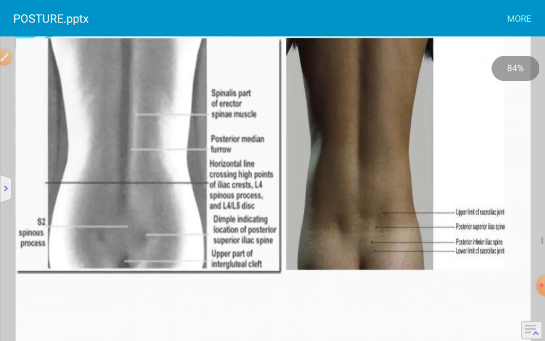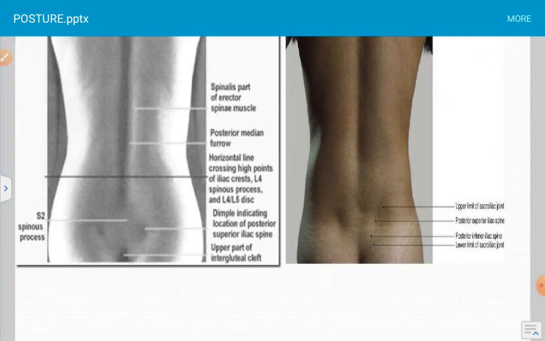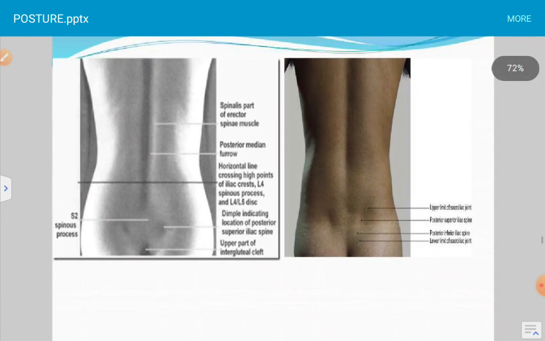Okay, here we get the anatomical markings. The location of the posterior superior iliac spine, that is a dimple or a dip created. Then the position of the S2 process. Then the horizontal line crossing the high points of the iliac crest. Then the posterior medial furrow, the spinal part of the erector spinae. Okay, this is in the anatomical markings.